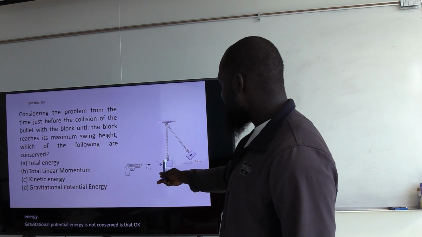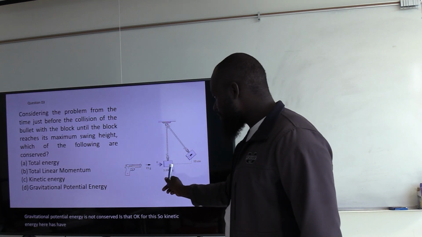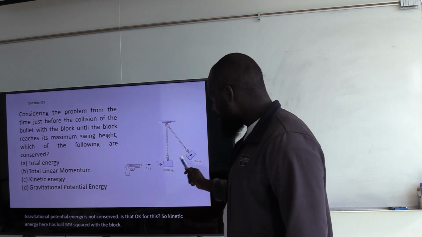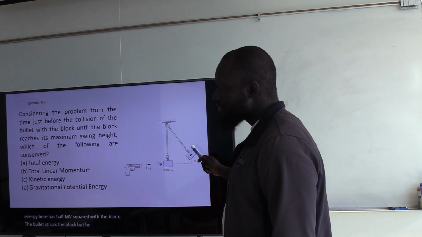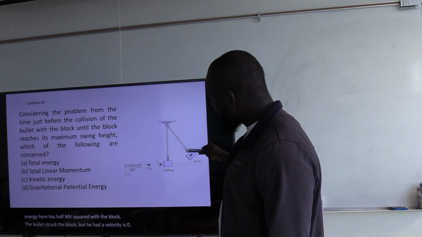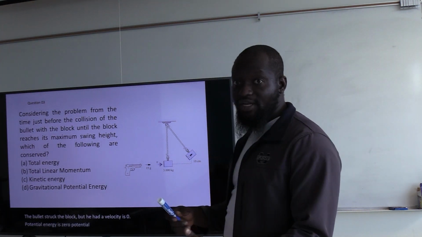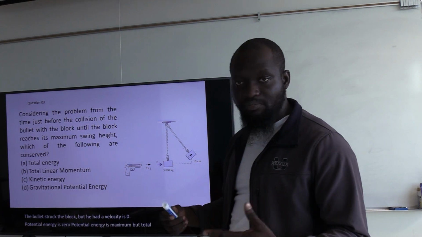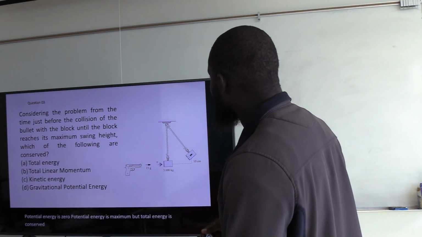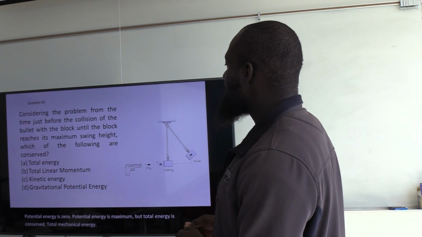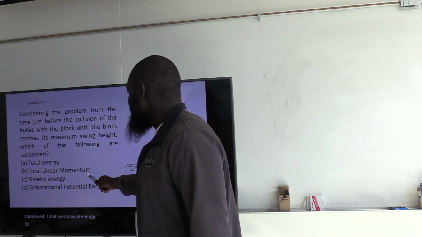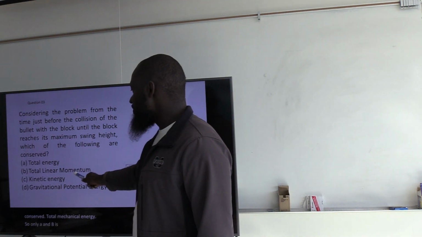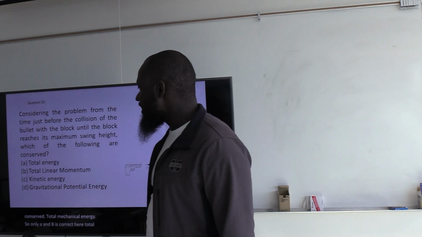Kinetic energy here has half mv squared when the bullet strikes the block, but here the velocity is 0. Potential energy here is 0, potential energy here is maximum. But total energy is conserved. Total mechanical energy, if you like, is conserved for the system. So only A and B are correct here: total energy and total linear momentum. The rest are not conserved.